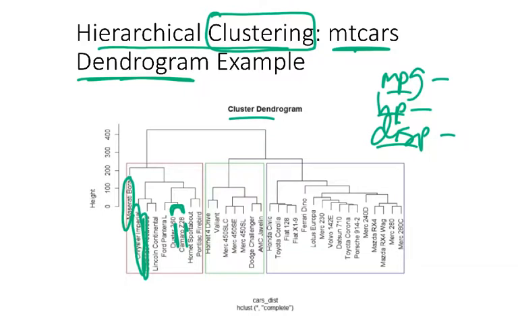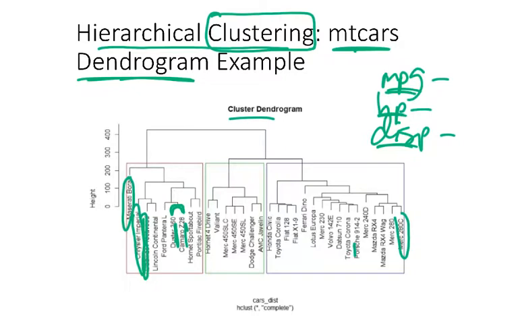And so that means that based on all of these characteristics, MPG, horsepower, displacement, those two types of cars are very similar and clustered together on the dendrogram, whereas those two types of cars are very different from this car, the Merc 280C. I don't know what any of these types of cars are. I don't know anything about cars. Oh, Toyota, I have heard of that one.